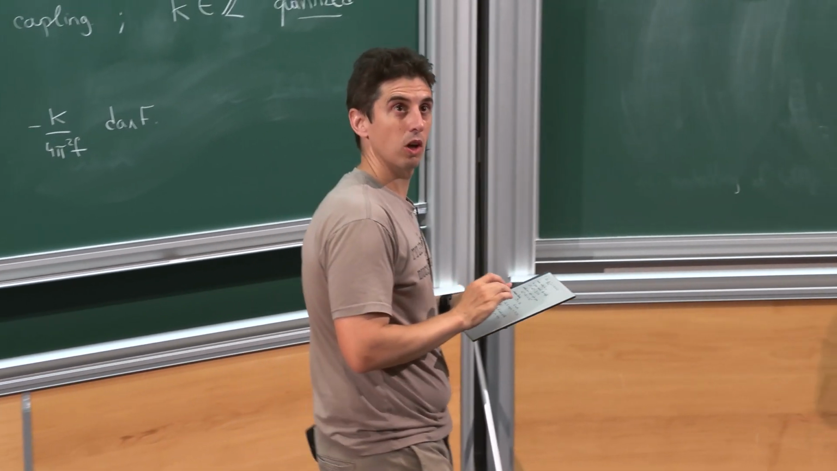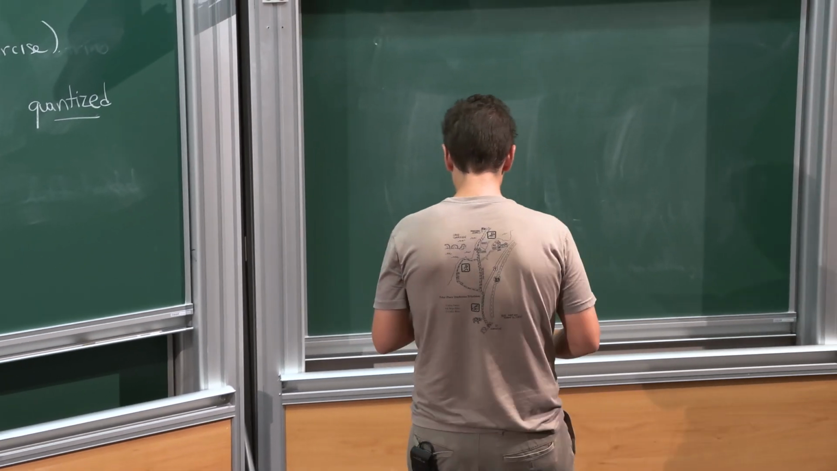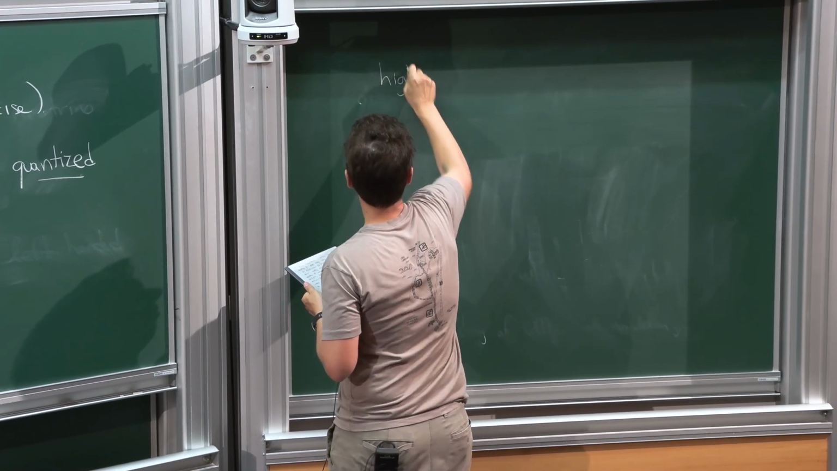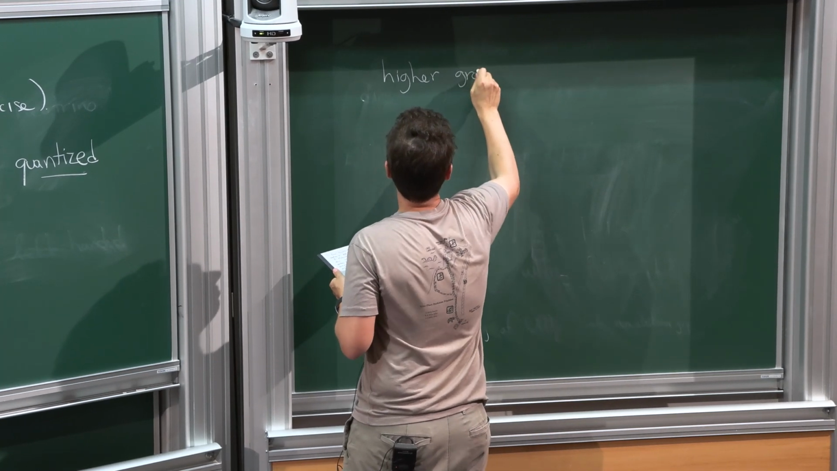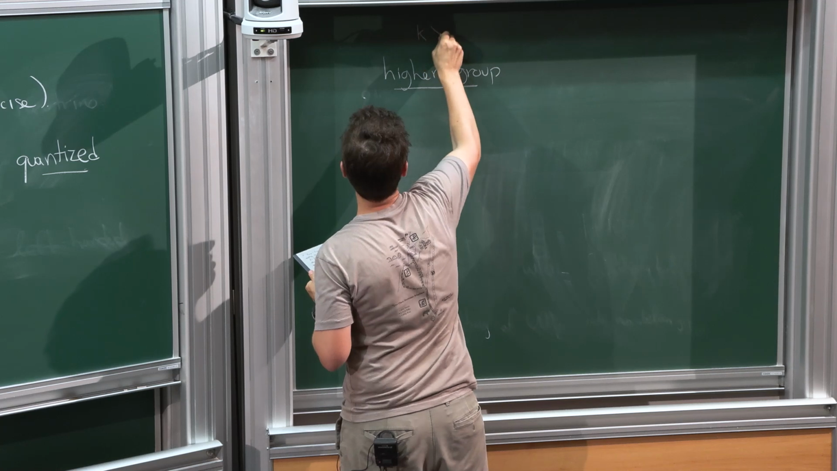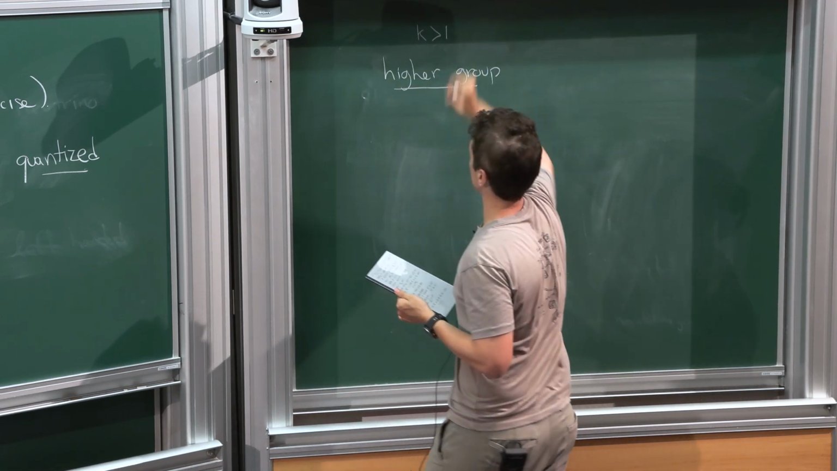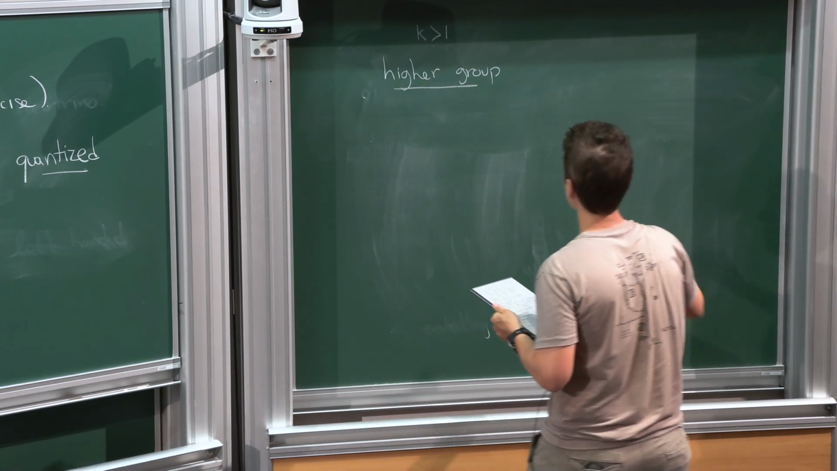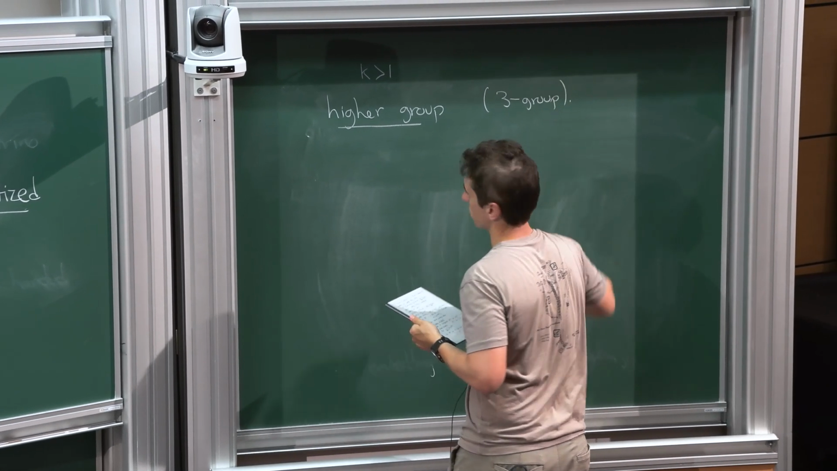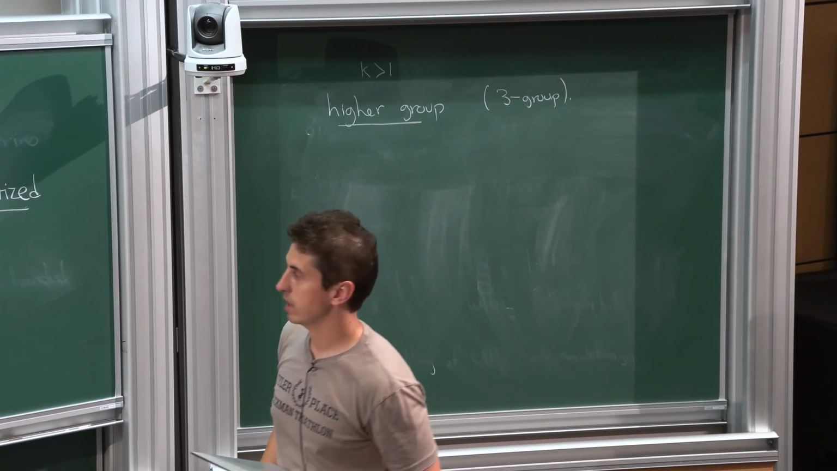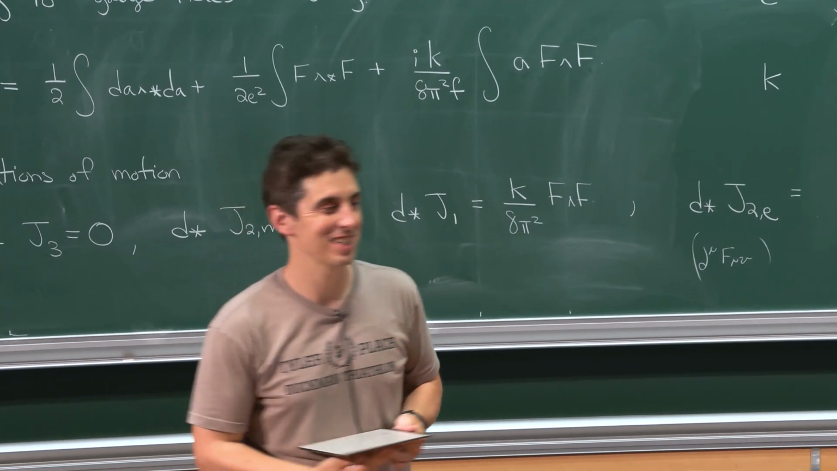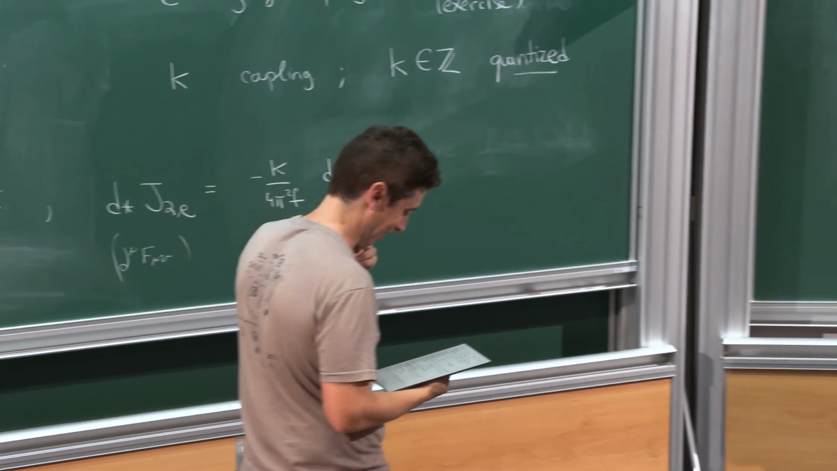Okay, so I'm almost out of time, and I just want to tell you a couple little things. So I want to tell you that there's a higher group here. We'll be in the situation k greater than 1, so that these statements will be non-trivial. In this case, it will be what you would call naturally a 3-group. This terminology is kind of tortured. By that, I just mean that the top part of the symmetry will be a 2-form symmetry as opposed to a 1-form symmetry.